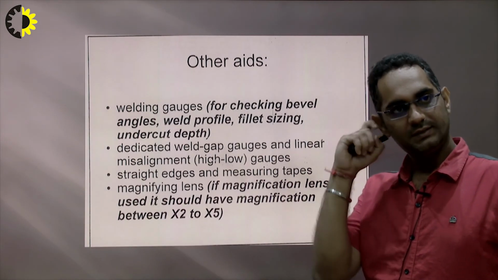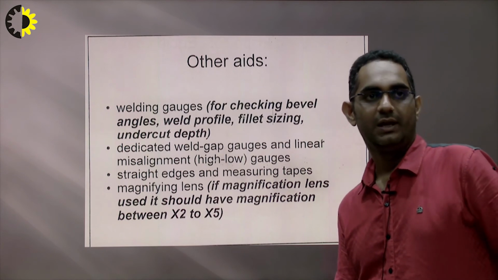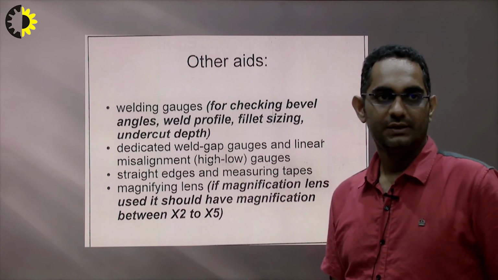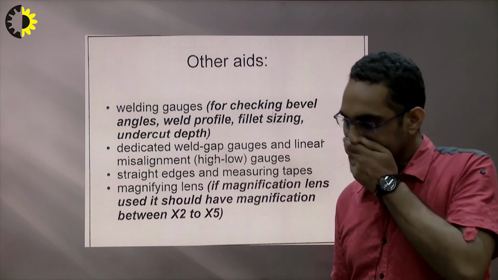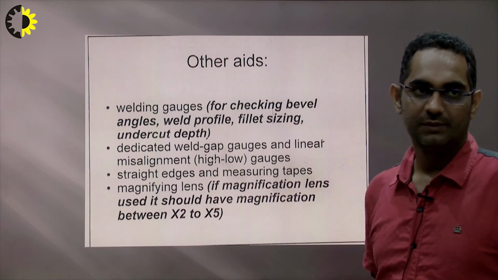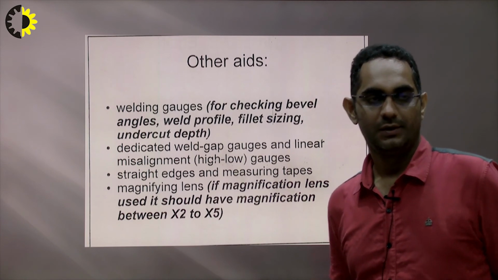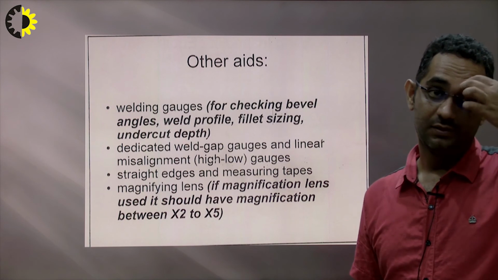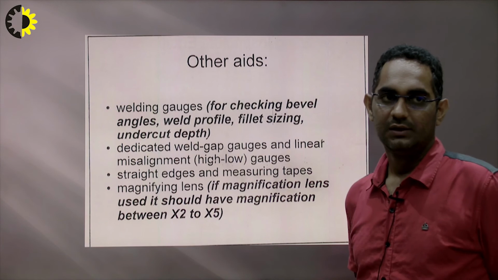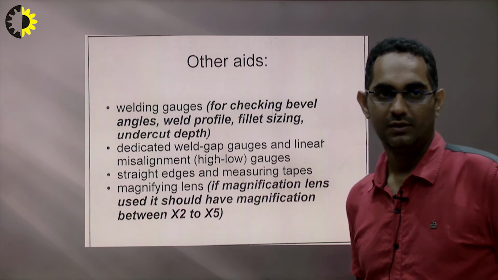Then other aids are welding gauges, for checking the bevel angles, weld profile, fillet sizing, undercut depth, dedicated weld gap gauges, and linear misalignment, that is the high-low gauges. Then straight edges and measuring tapes.